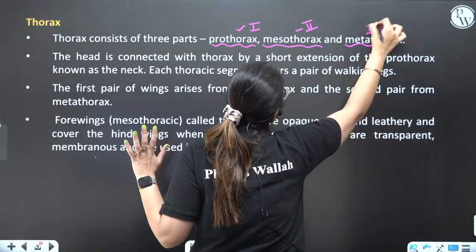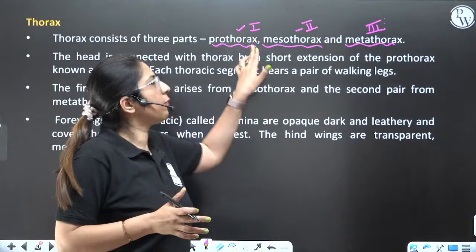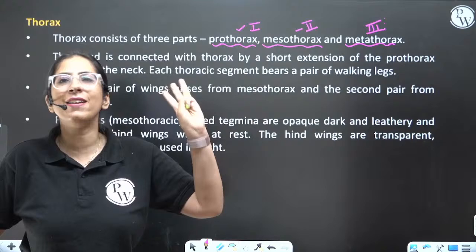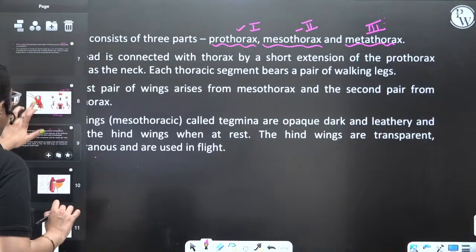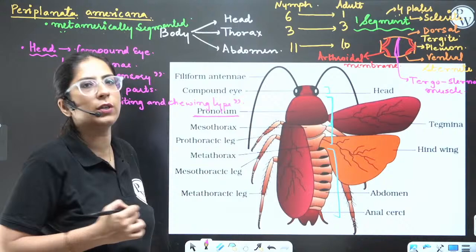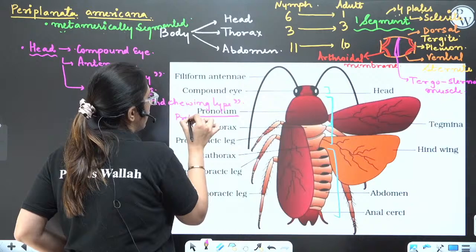Clear? So, from the prothorax, one pair of legs arises. From the mesothorax, another pair of legs arises. From the metathorax, another pair of legs arises. Total, three pairs of legs. Clear? I'll tell you, see. The prothorax is covered by a dark-colored covering, which is termed as pronotum. This is the prothorax.